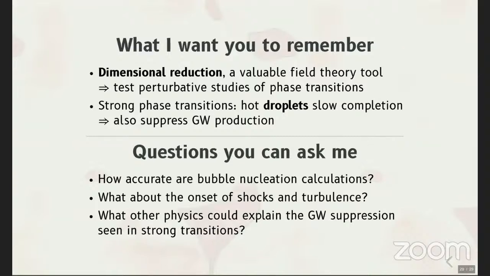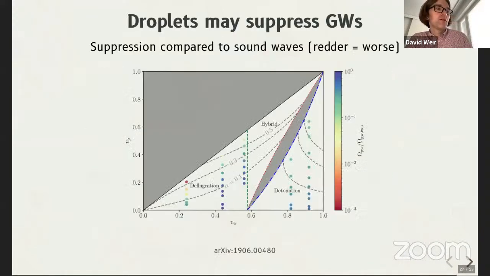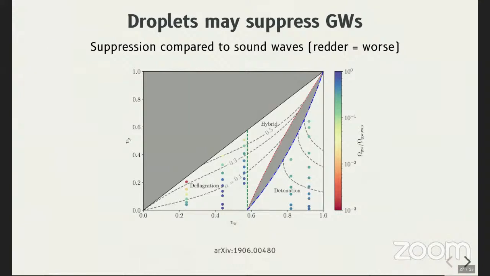Maybe I can ask a follow-up on that. Can you go back to the slide with the red dot, where the droplets were important? Yeah, this one. So it looked like a very isolated point, right? Or at least a region. So what is special about these parameters? Because how do you translate them to model parameters?